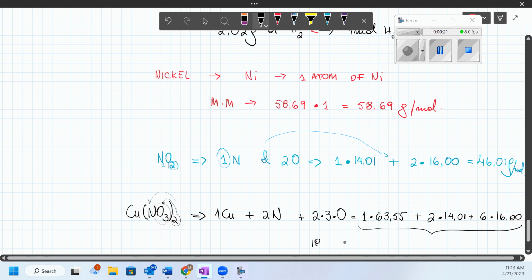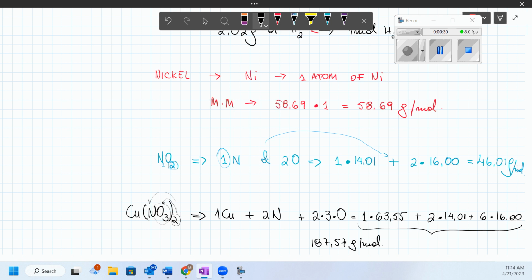So it is 187.57 grams per mole. Which again, what it means is that if you have 1 mole of copper nitrate, then you have 187.57 grams of copper nitrate.